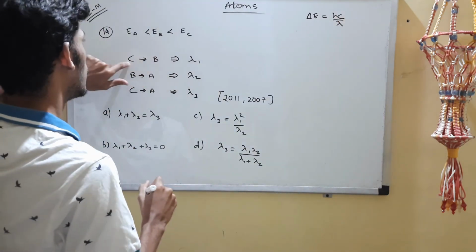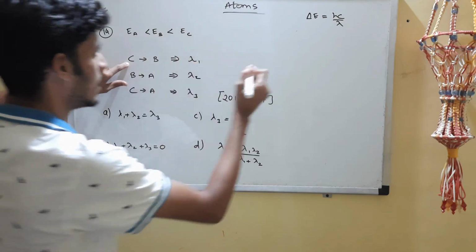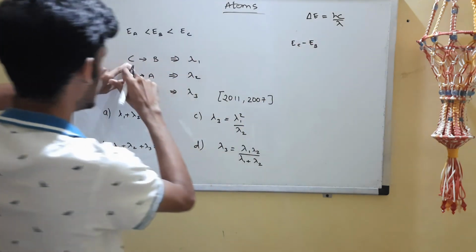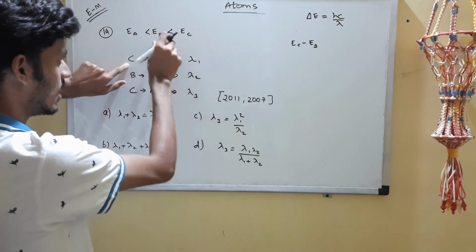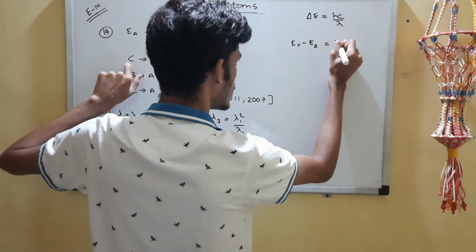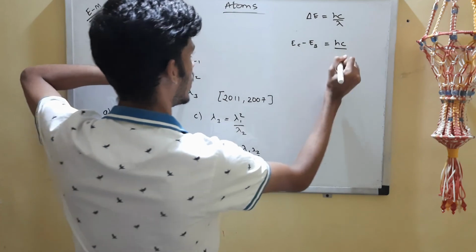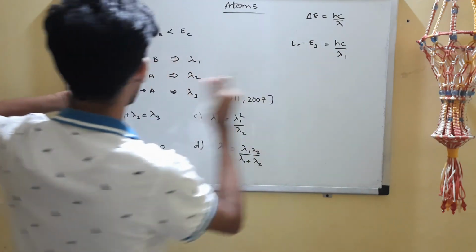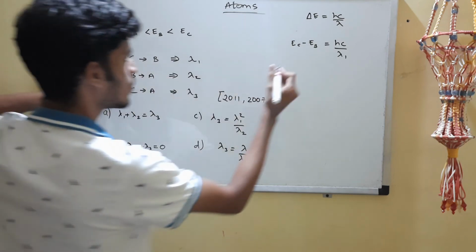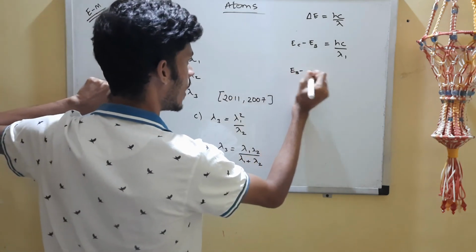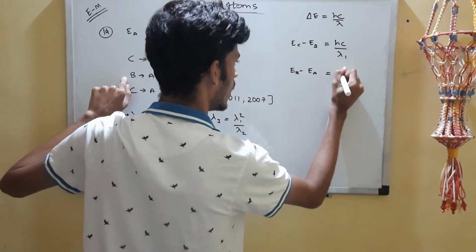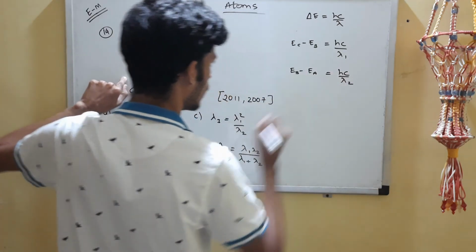In the first case, you can see the transition is from C to B. So EC minus EB, this has higher energy. EC minus EB will be hc by lambda 1. H and c are constants. And for this one, it's from B to A, so EB minus EA, B is greater than A, and that will be hc by lambda 2.